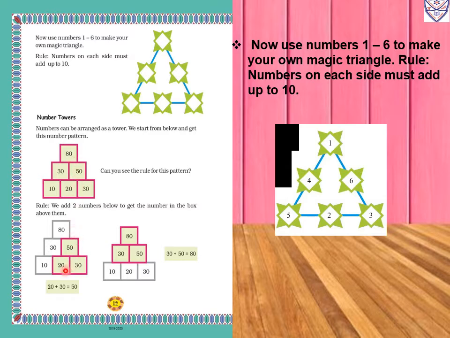Now here down, 20 plus 30 is 50, then 50 plus 30, that is 80. Your explanation is given.